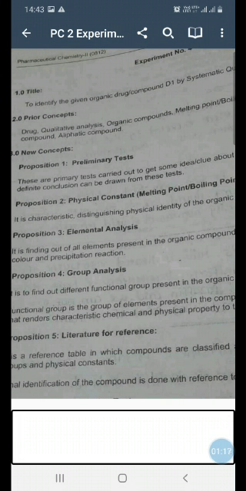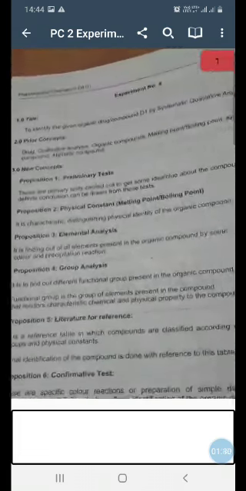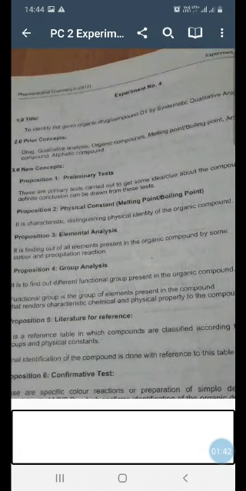Then after that, the third step is physical constant determination, or you can say melting or boiling point determination. Then the fourth step is elemental analysis or detection of elements present in the compound. You all know now that only nitrogen, sulfur and halogens are detected by this test. This test is not carried out on the given compound, but an extract of that compound is prepared by fusing it with sodium, and the tests are carried out on that extract.